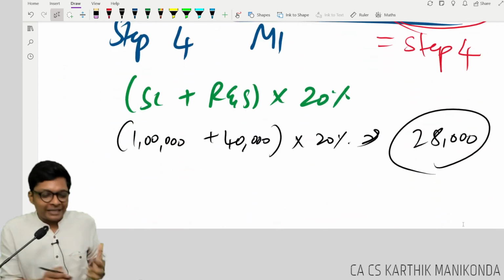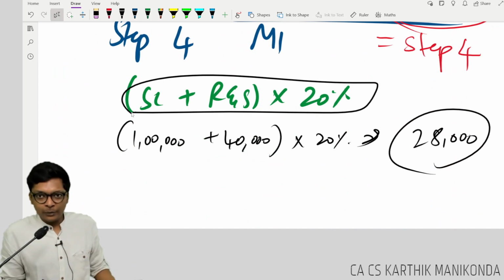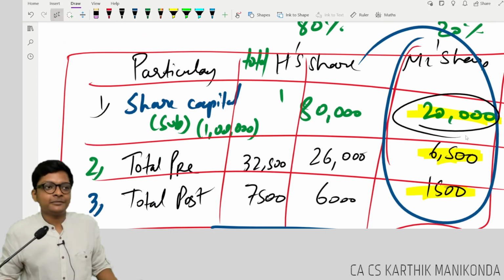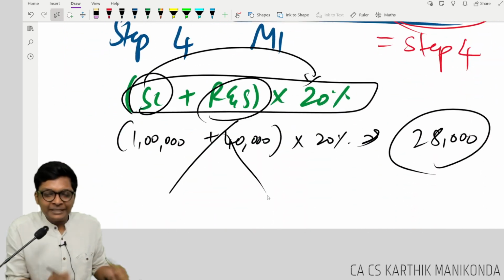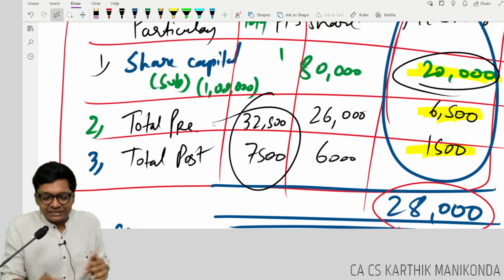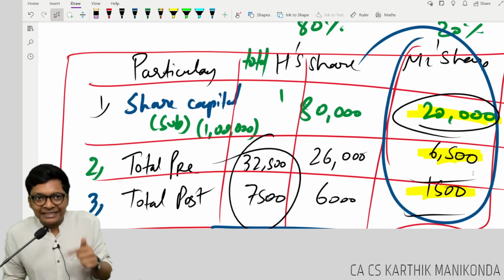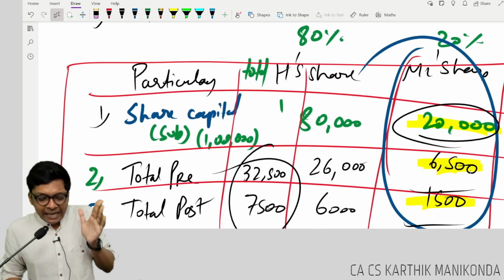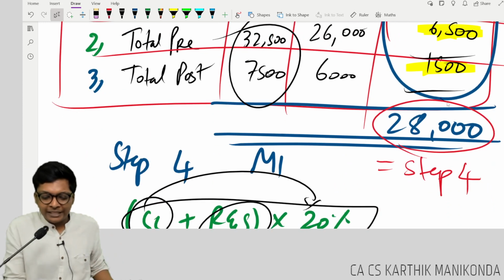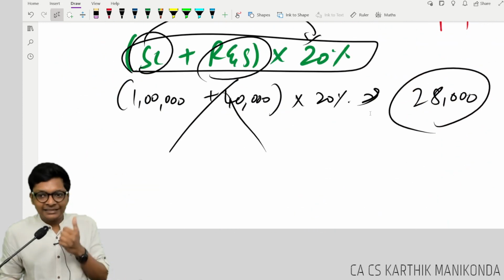Basically what you did, sir, I am not understanding. I expanded this formula. Share capital into 20% is 20,000. Reserves I split into pre and post. This pre and post I did into 20% and got this. Are you following, guys? Sir, why are you doing this additional step? Not additional. Anyway, you have to compute pre and post. So why not use that to find 28,000 instead of doing this additional working? Are you getting it, guys?